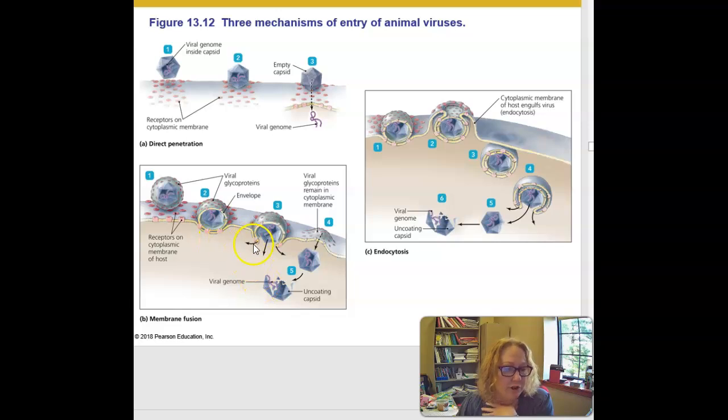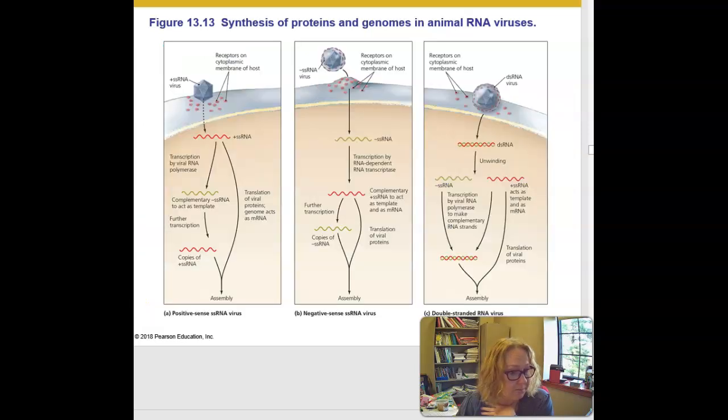And membrane fusion looks almost exactly like endocytosis. It just fuses with the membrane and then injects. All three of these, same thing. It's just going to inject the DNA into the host. Here it is again, all three of them, single-stranded, double-stranded, doesn't matter. It's all going to get put into the host and replicated into the DNA.